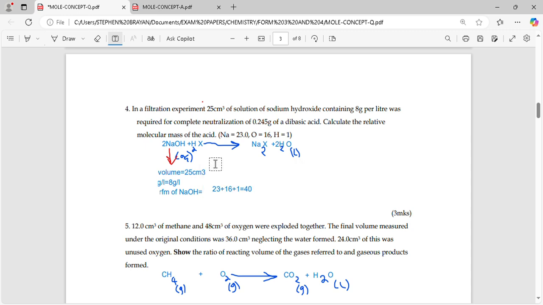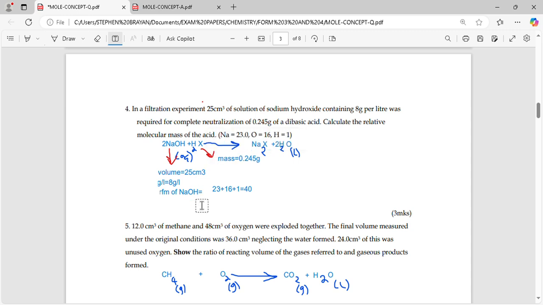Now, you also look at the information that you've been provided with about the dibasic acid. Which information do I have about this dibasic acid? For the dibasic acid, whatever we've been provided with is only the mass that reacted. The mass of the dibasic acid that reacted was 0.245 grams. That is very important.